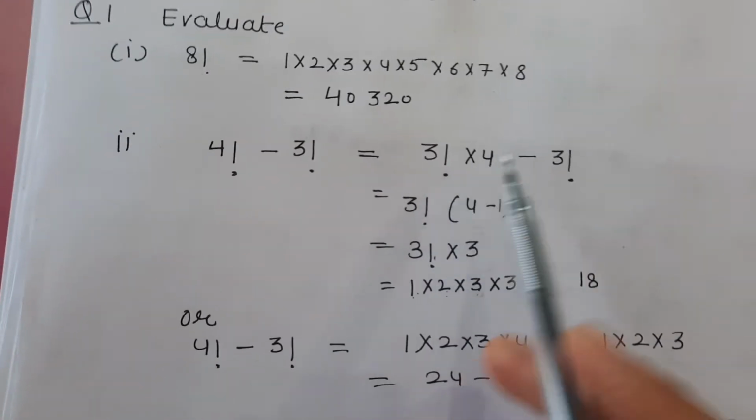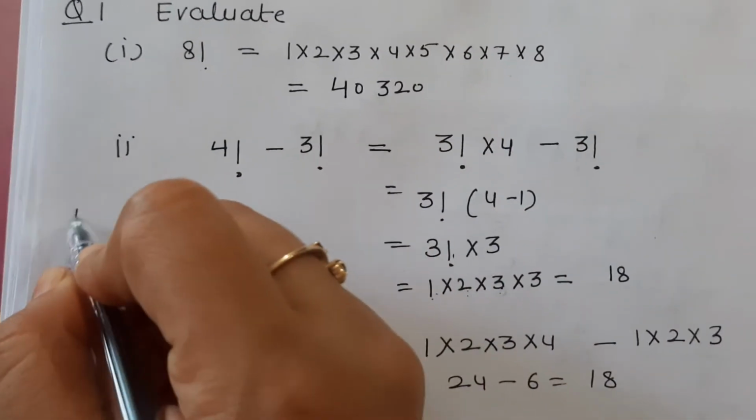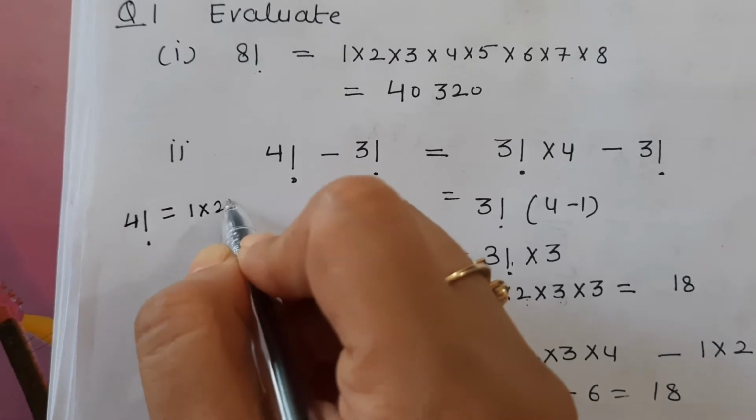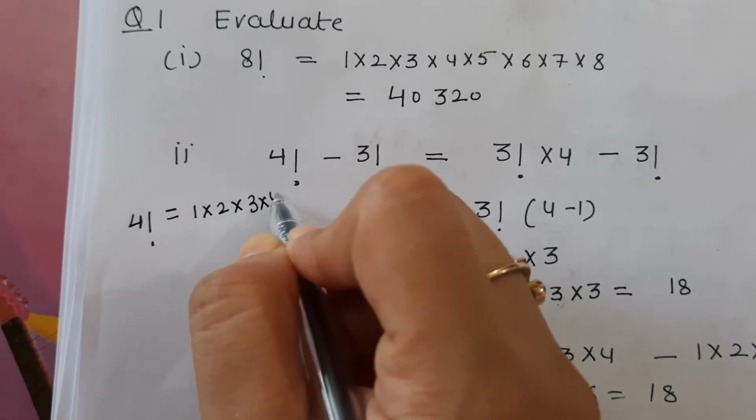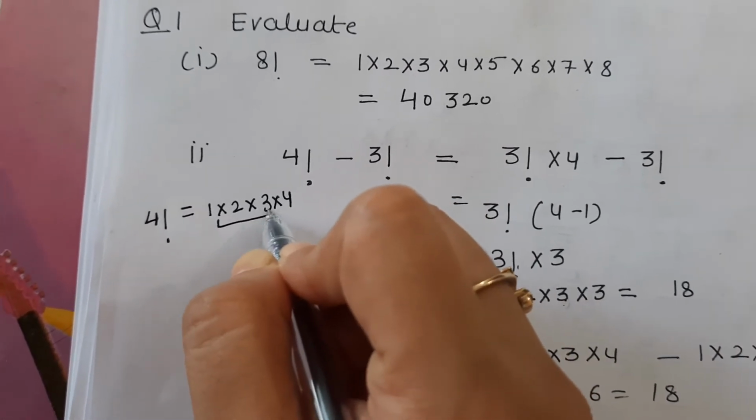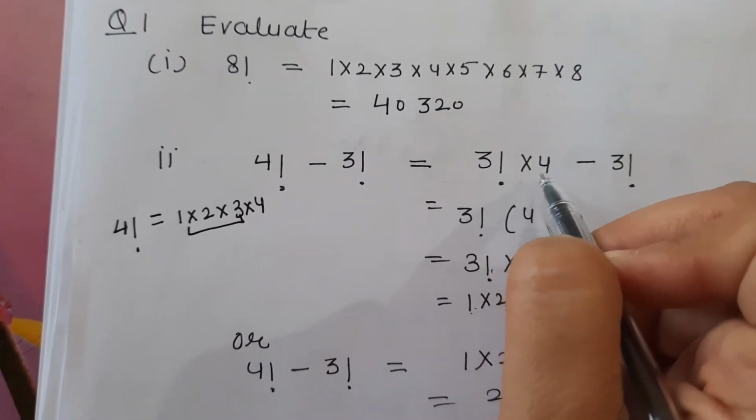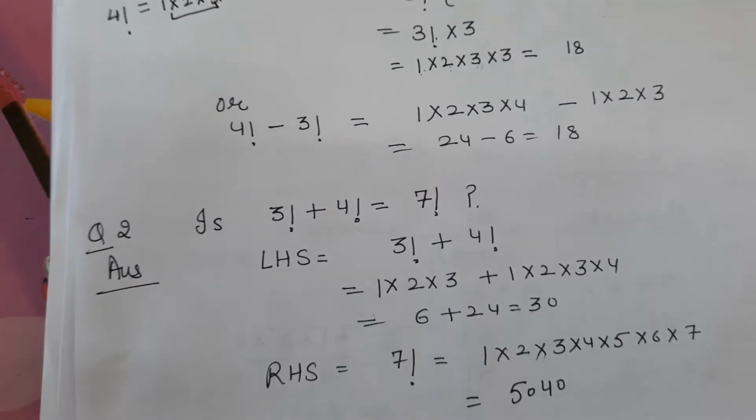This 4 factorial we have written as 1 into 2 into 3 into 4. That means I have written it in terms of 3 factorial. So this is 3 factorial into 4. Right?